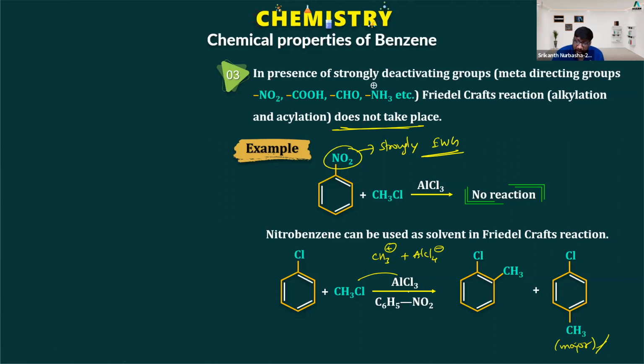If nitrobenzene could also undergo Friedel-Crafts alkylation, how could you use that? Because that will lead to another set of products. Are you getting this logic or not? Since nitrobenzene will not undergo Friedel-Crafts alkylation because it is a strongly electron withdrawing group, you can use that as a solvent to perform Friedel-Crafts reaction for halobenzene. Okay, these are some of the important points which you need to understand with respect to these electrophilic substitution reactions.